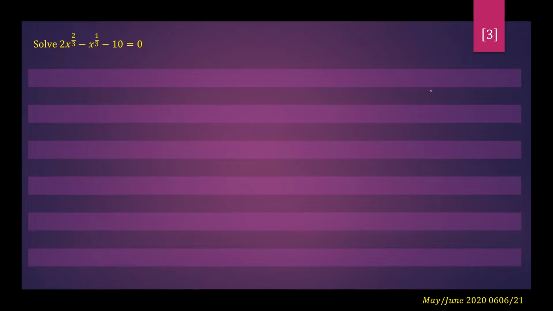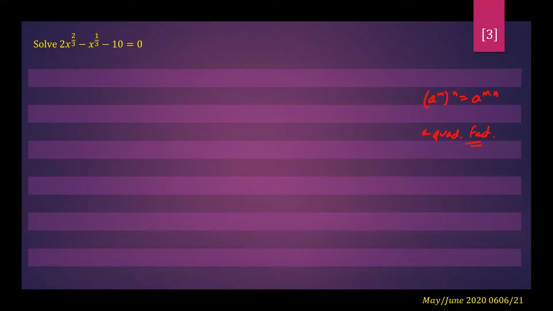The first one is the index law: a to the m, raised to the nth power, is a to the m times n. And you also need to know how to do quadratic factorization. So please review that if you haven't done that already.